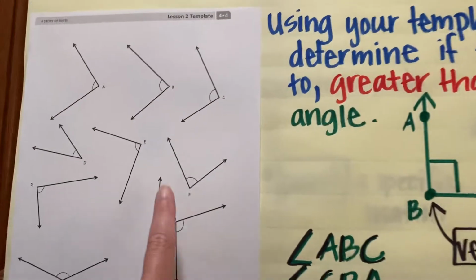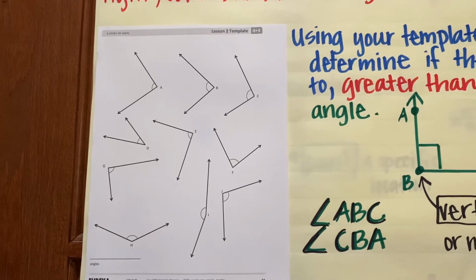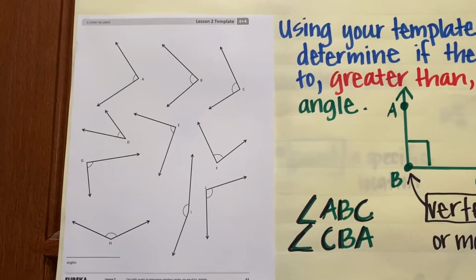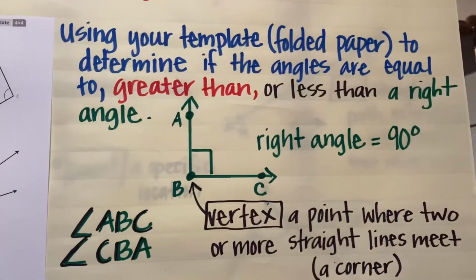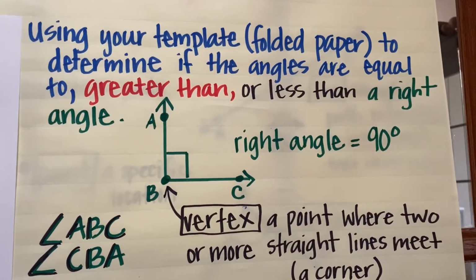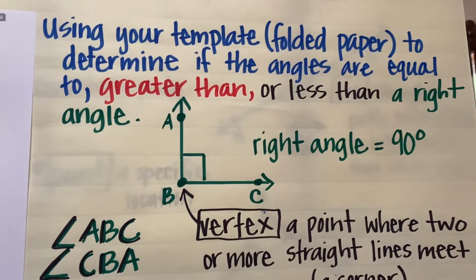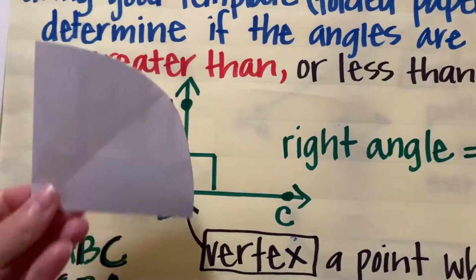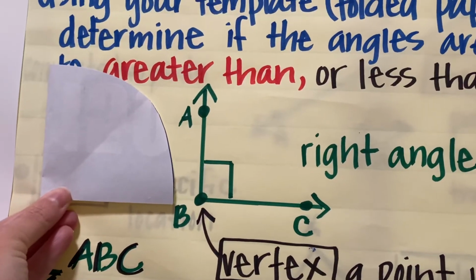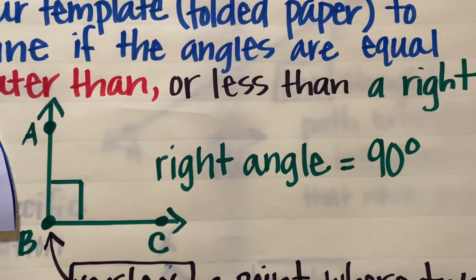Okay, this template right here is in your packet. It's behind both the problem set and your homework. We're going to be using this template and our folded piece of paper to determine if the angles are equal to, greater than, or less than a right angle. So this is a right angle right here. This is what our template is showing. A right angle will equal 90 degrees.